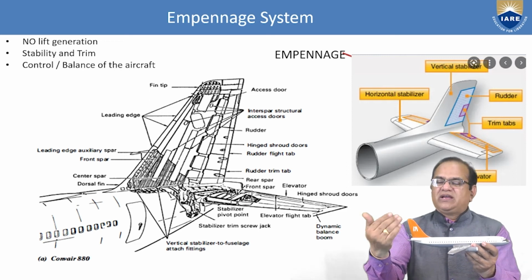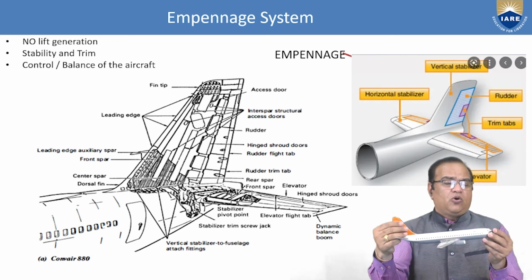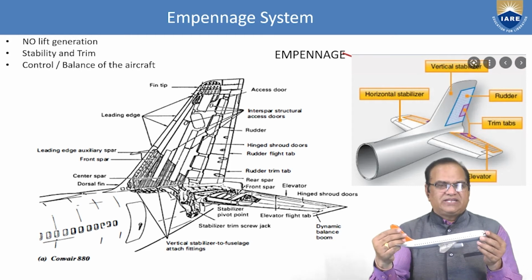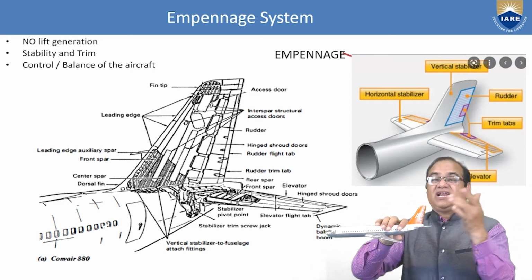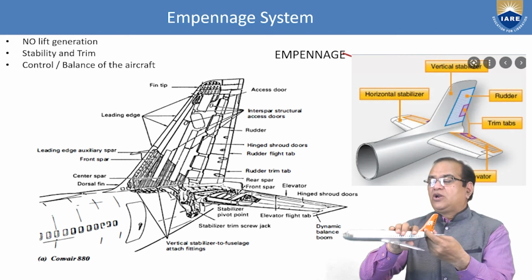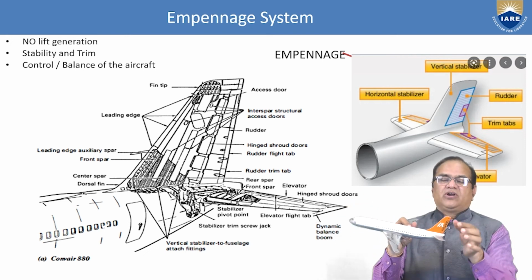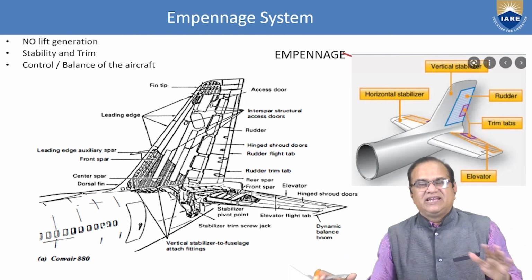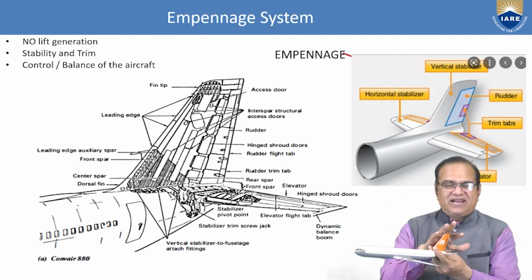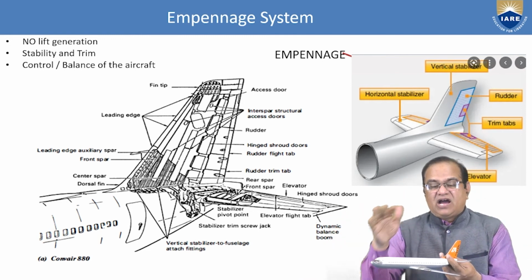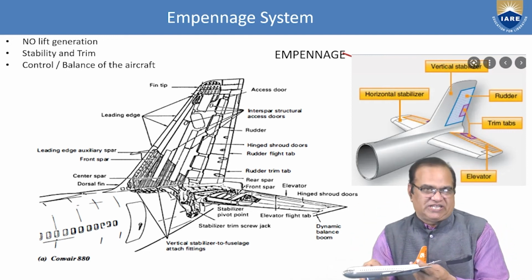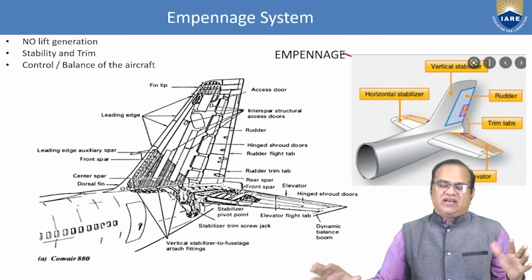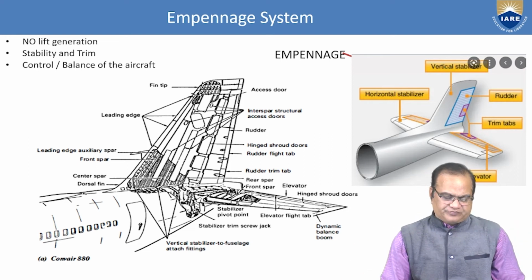Same way, if you want to make the nose left or right, if you want to make the nose left, the rudder will move towards the left. If you want to make the nose right, your rudder will go to the right. Okay, so elevator and the rudder, they move in the same direction. However, ailerons, they move in opposite directions to each other. That is the difference between these.